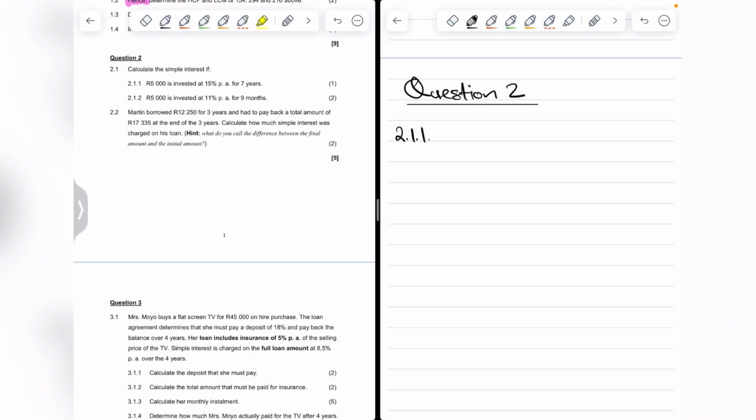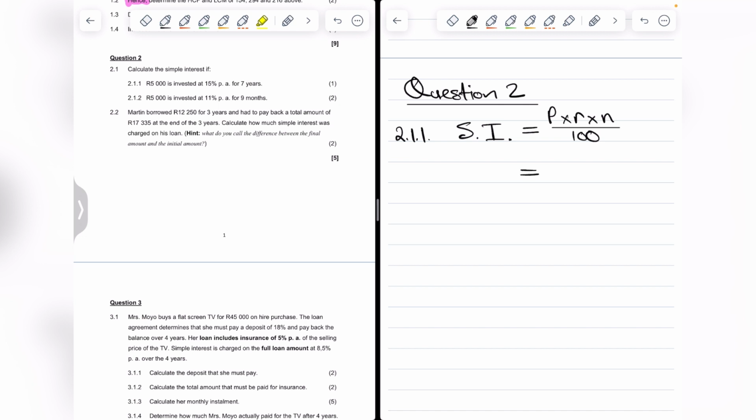Question 2. Calculate the simple interest if for 2.1.1, 5,000 Rand is invested at 15% per annum for 7 years. So they are looking for the simple interest, and I'm just going to use the simple interest formula in this one. So simple interest we know is equal to our principal value, P, multiplied by the interest rate, R, multiplied by the number of years, N, and that is all divided by 100.